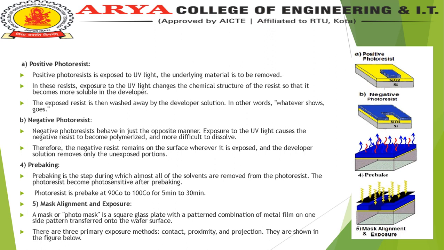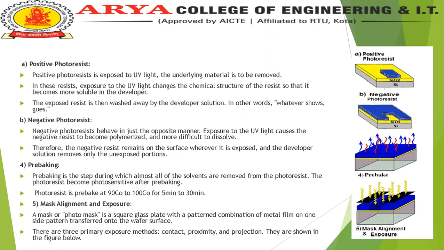Pre-baking. Pre-baking is the step during which almost all the solvents are removed from the photoresist. The photoresist becomes photosensitive after pre-baking. Photoresist is pre-baked at 90 to 100 degrees Celsius for 5 to 30 minutes.